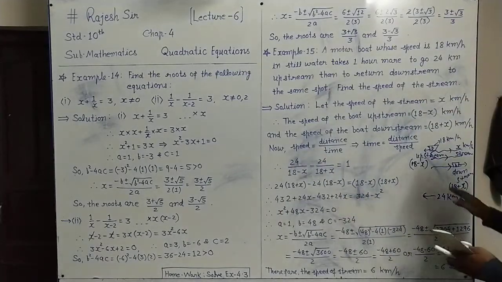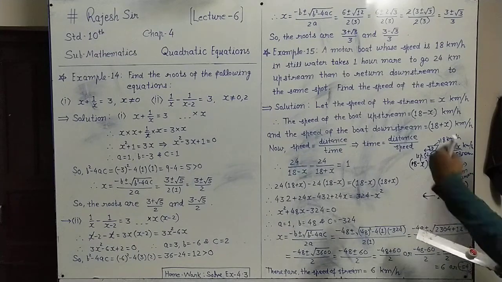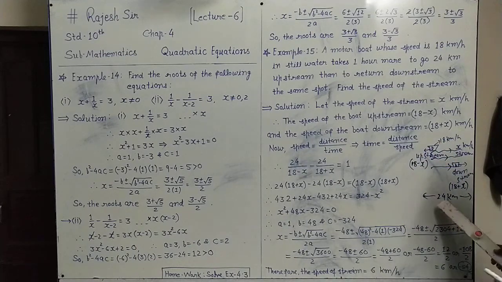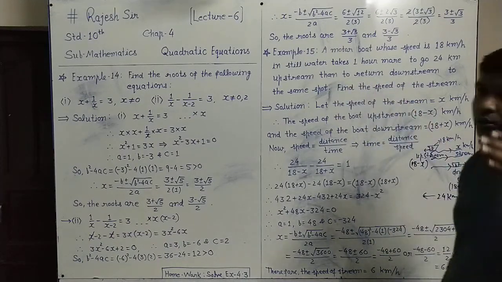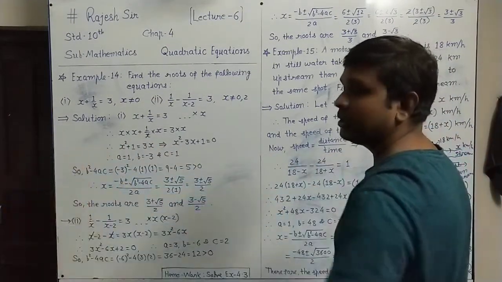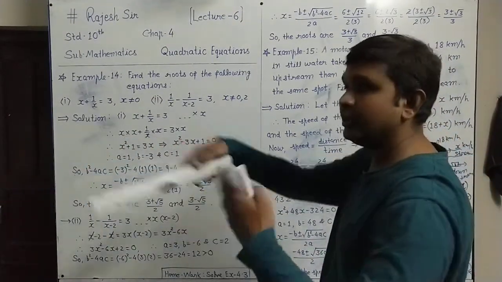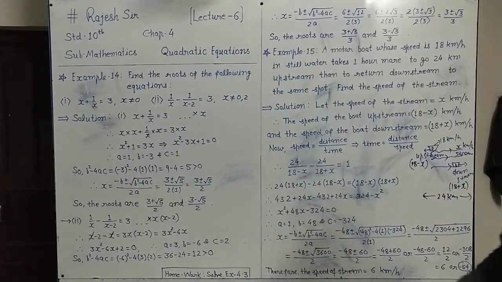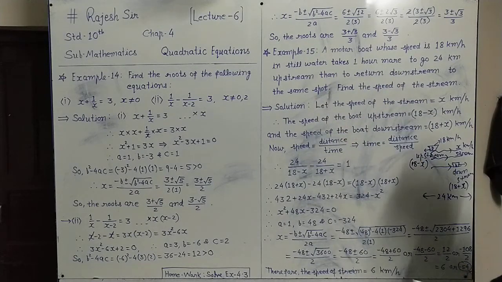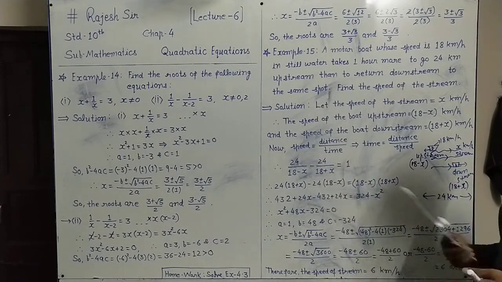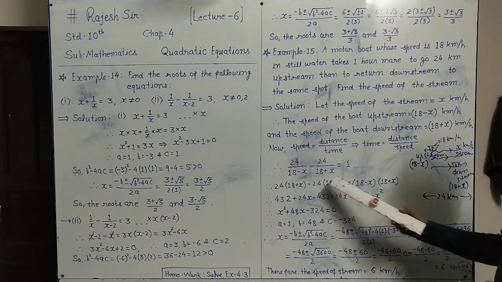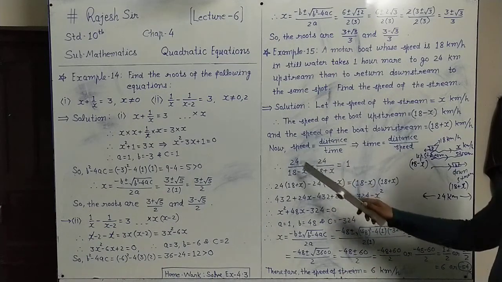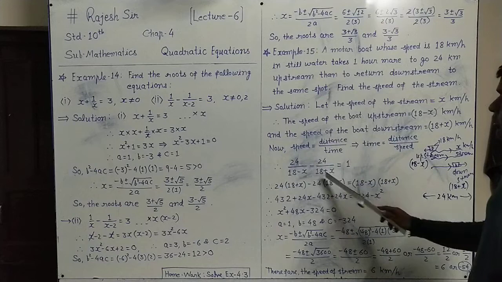And similarly, when the boat is coming back downstream, the distance is also 24 km because it has to return. Returning means going the same 24 km distance, from the same spot to the same spot. So 24 km is again the distance, but this time the speed is the downstream speed, that is 18 plus x. So this time is of upstream and this time is of downstream.